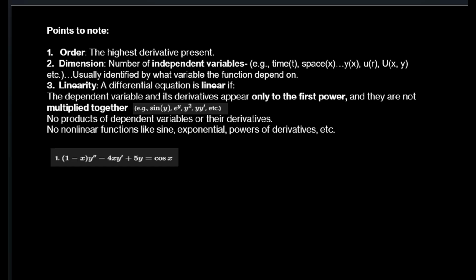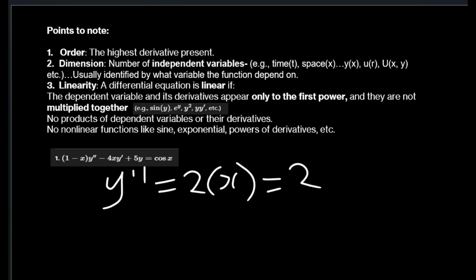So let's look at question 1, but first you need to know the definitions of these parameters. Let's look at the order. The order simply is the highest derivative present. So here we have y prime prime, so it has been differentiated 2 times, and that becomes our order 2. Let's look at the dimension. The dimension is the number of independent variables, so that is y of x, and that gives us 1 as our dimension.